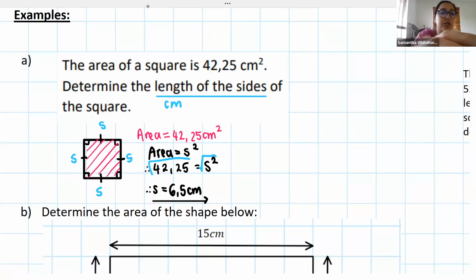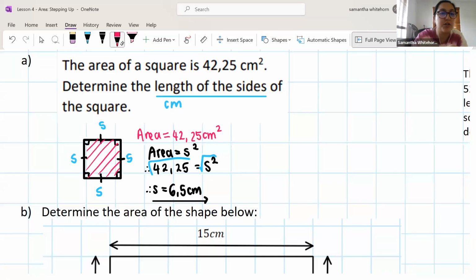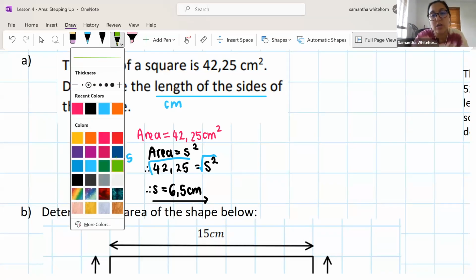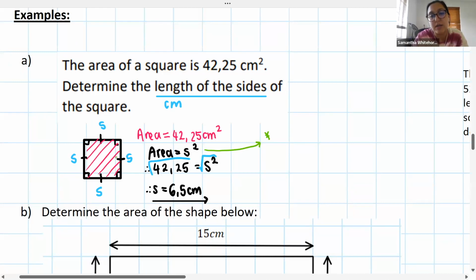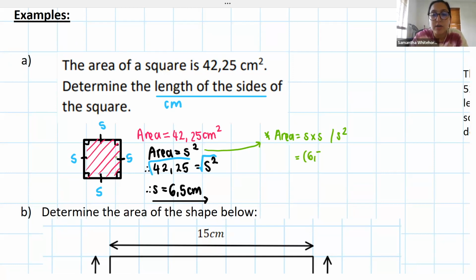Now remember, you can go and check yourself. So if you weren't 100% sure that this answer was correct, go and check yourself using your area formula. So your area is equal to side times side or side squared, doesn't really matter. And now that you've worked out your side, go on your calculator and double check that 6,5 squared is equal to 42,25 centimeters squared. And because it's the same answer as what we were originally given, my side length is correct.